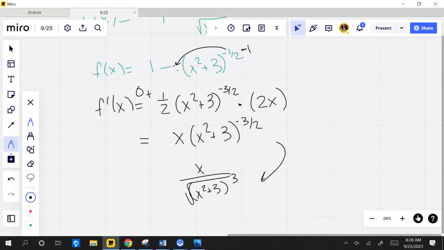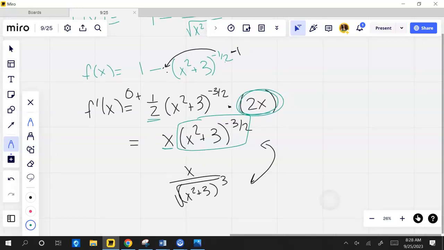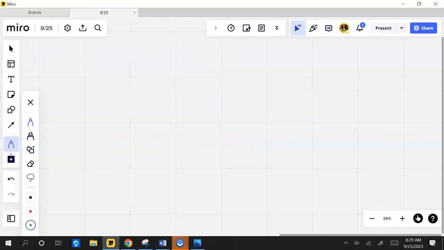Either one of those is fine. You don't understand this? Do we need to do another one like this? Well, you took, oh yeah, this was 2x. Negative a half minus 1. Let's do another one. This is number 20. Find dy dx.